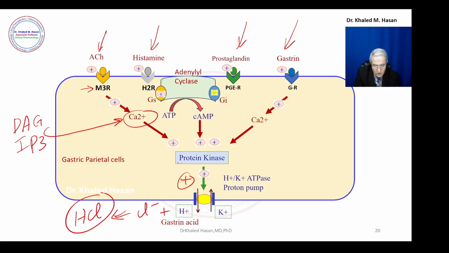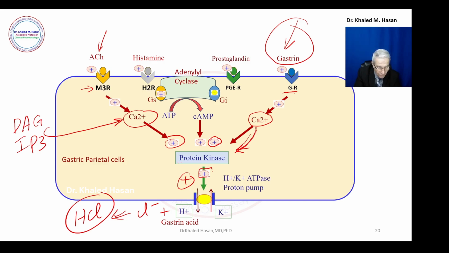Number two, similar pathway. The similar pathway will be gastrin. Gastrin binds to the gastrin receptor. The same, increased calcium formation. This will lead to the activation of protein kinase. You can see the plus here, meaning activation. Activated protein kinase will be involved in the stimulation of the proton pump, the hydrogen potassium ATPase, and this will lead to increased release of hydrogen.